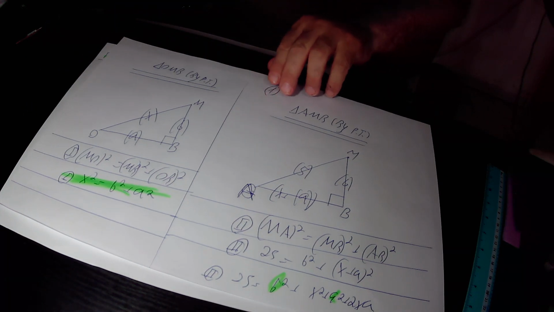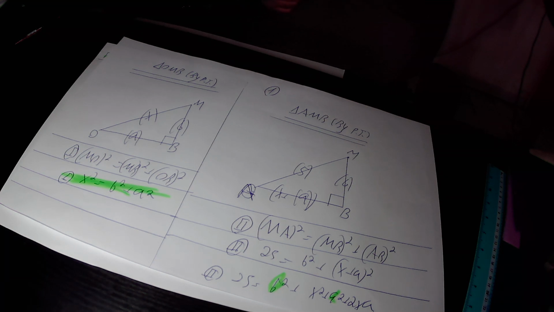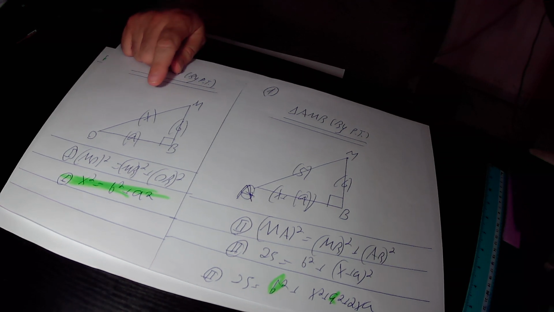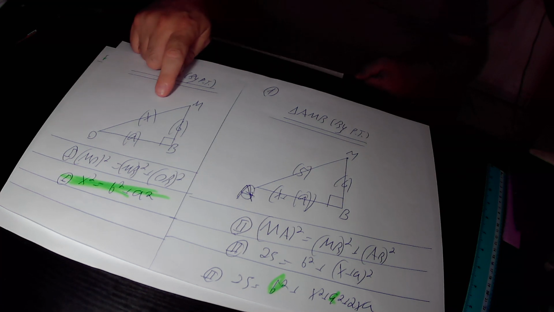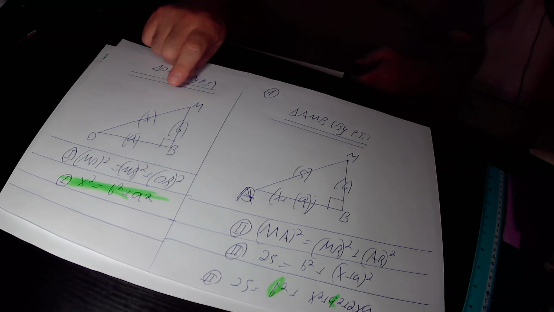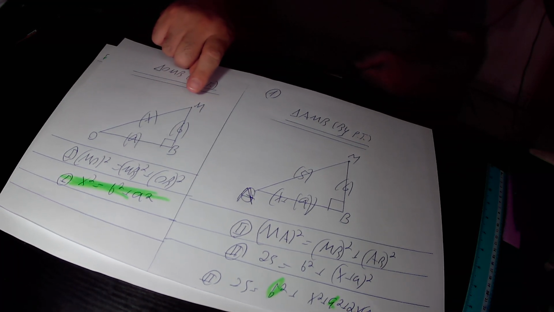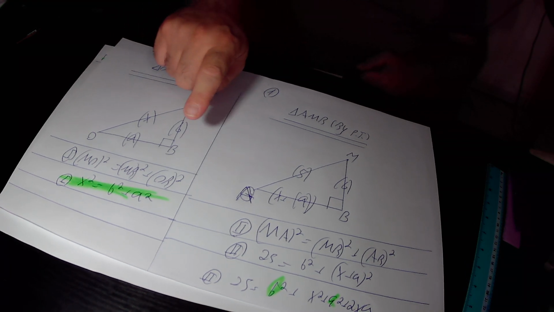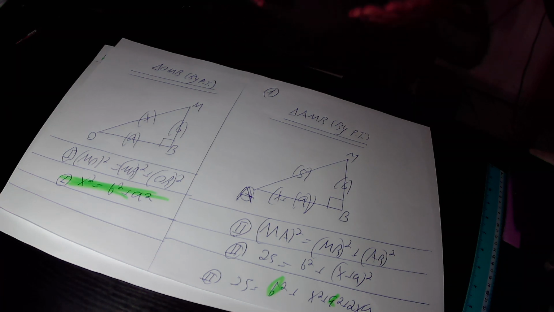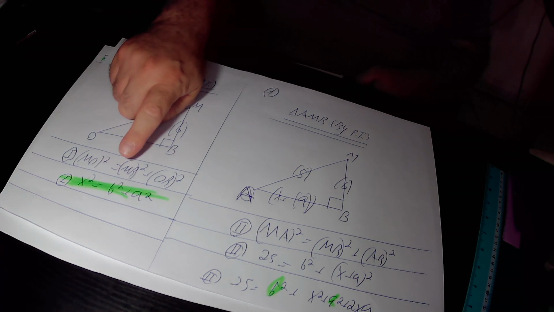This is the right triangle OMB that I copied from the original drawing. In this right triangle OMB, MO squared, that is the square of the hypotenuse, equals MB squared plus BO squared. MO is X, therefore MO squared is X squared. MB is B, therefore MB squared is B squared. BO is A, therefore BO squared is A squared. So in total, according to equation 1, we found that X squared equals B squared plus A squared.